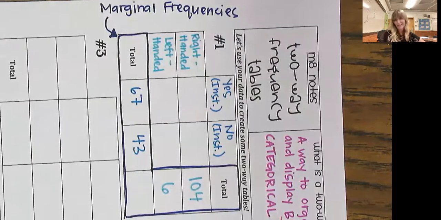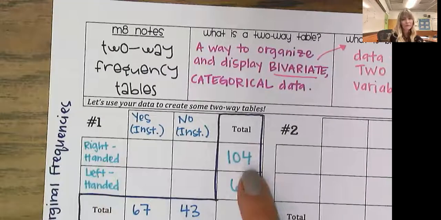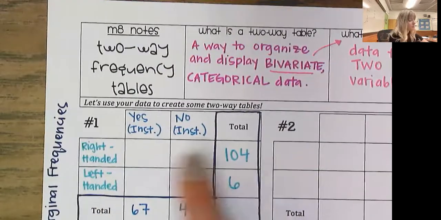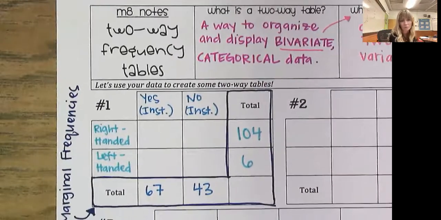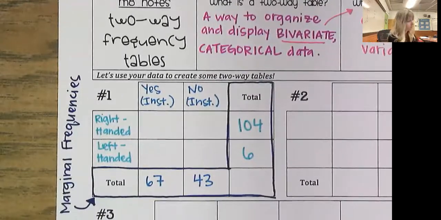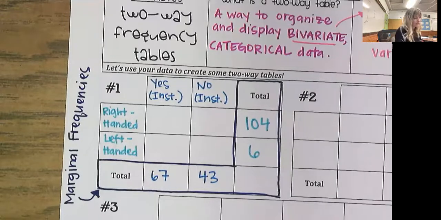But that's what happened: I asked you a question. I said, are you left-handed or right-handed? And we got a frequency. 104 is the frequency of right-handed and 6 is the frequency of left-handed. Then I also asked you, do you play an instrument? And again, we got a frequency, yes or no. Those are frequencies.